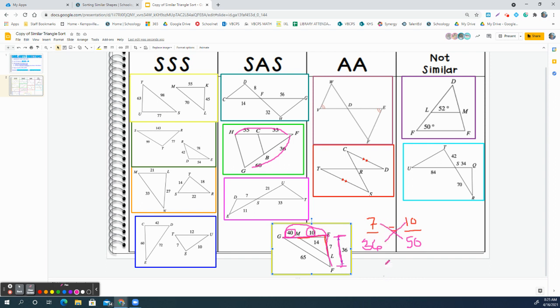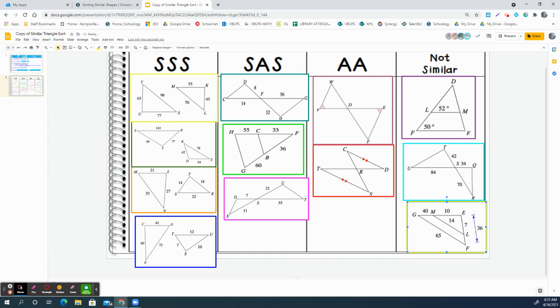So then 7 times 50 and 36 times 10. 36 times 10 is 360. And 7 times 50 is 350. Do those match? They do not. So what do I have to do with this yellow one? Not similar. Is it starting to come together a little bit? These are definitely the hardest things to do. And if you can commit to sorting them and eliminating what they cannot be, and then just deciding whether they work or not, I think that's the easiest way to do it.